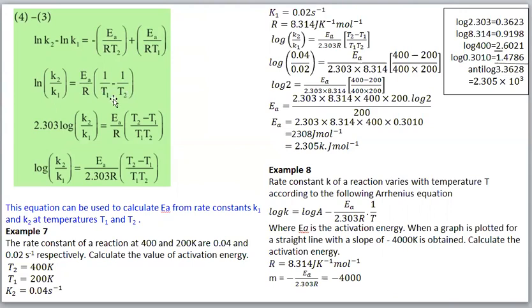Then here you see ln, the natural log. We can change the natural log into common logarithm by multiplication with a factor of 2.303. So we will get 2.303 log K2 by K1. Instead of ln we can write 2.303 log, where log means log base 10. K2 by K1 equal to Ea by R. Here we can take the LCM, that is T1 T2. This term we can multiply with T1 T2.